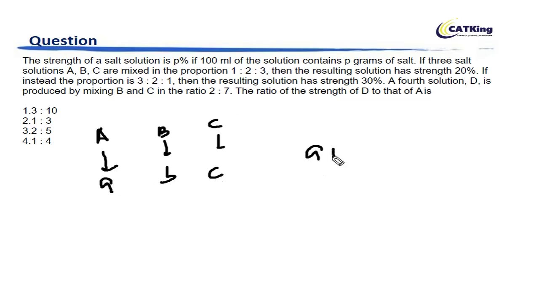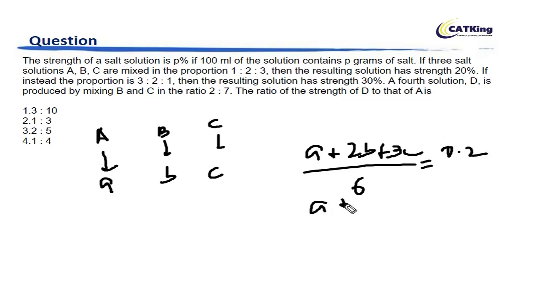The concentration will become A plus 2B plus 3C upon 6. That is given as 20%, so 0.2. So we can say that A plus 2B plus 3C is equal to 1.2. Let's say that this is our first equation, right?